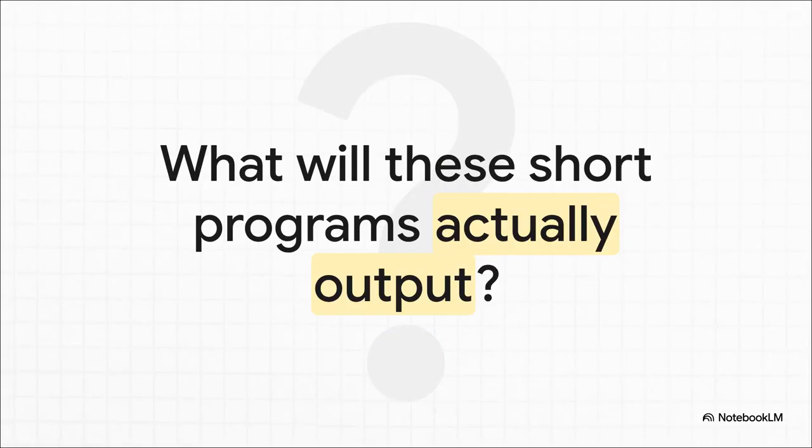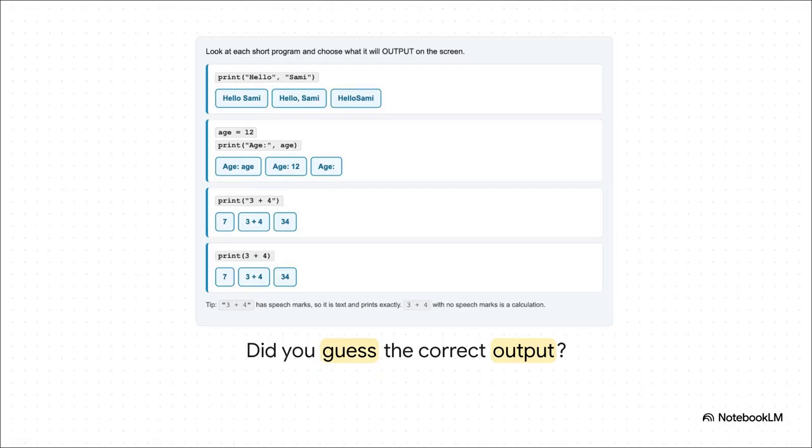I absolutely love doing these. I'm going to put you in the driver's seat for a second. Knowing that speech marks rule we just talked about, what do you think will actually pop up on the screen if I write print, hello, Sami, with quotes around both words? And what if I set a variable age equals 12 and then write print, quote, age, unquote, comma, age? Did you figure it out?